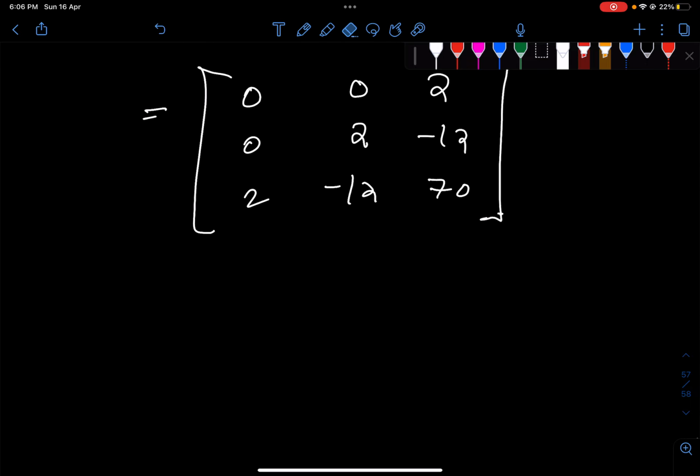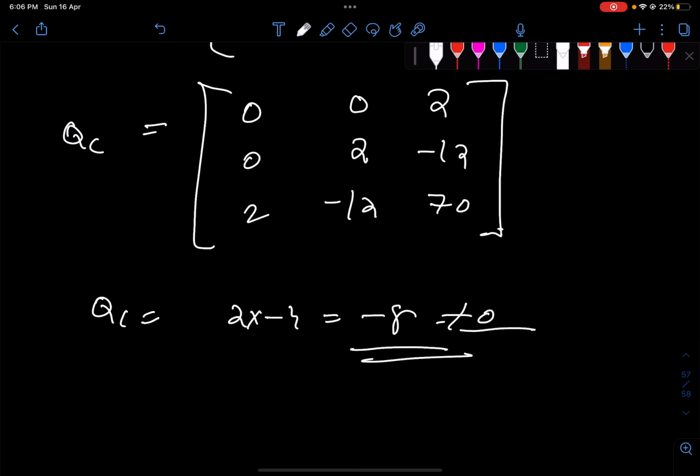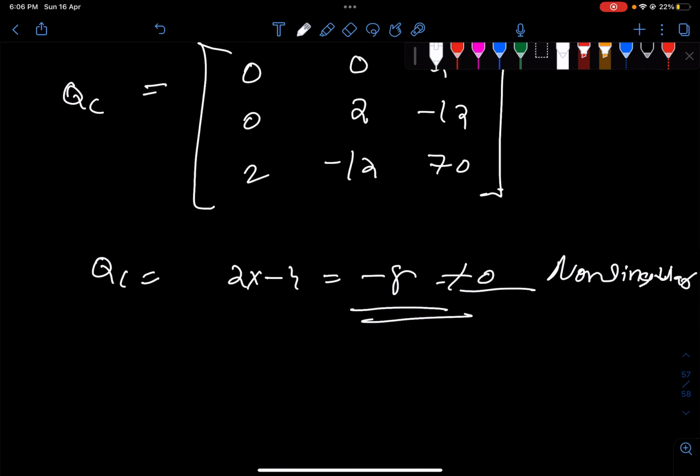Okay, check. Now you can do this, this is the QC matrix. You can find out the determinant of this one. That is 2 into minus 2, that is minus 4, that is minus 8. So the determinant is not at all 0, so it is a non-singular matrix, right? I have told you in the initial case.